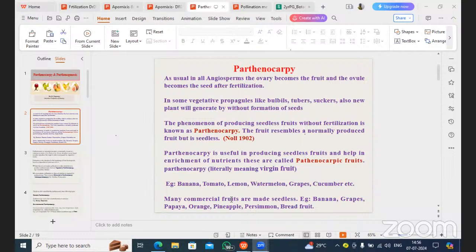Instead of normal fertilization, in normal fertilization seeds are formed in the fruit because of fertilization. But without fertilization also, fruit formation is happening. That process is called parthenocarpy. Okay, in parthenocarpy, what is happening?